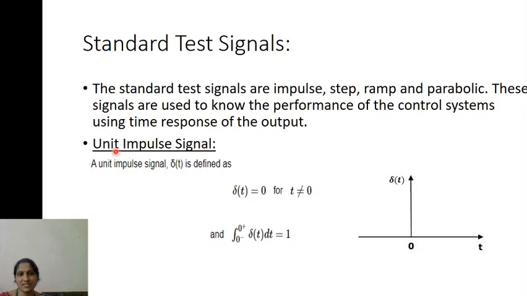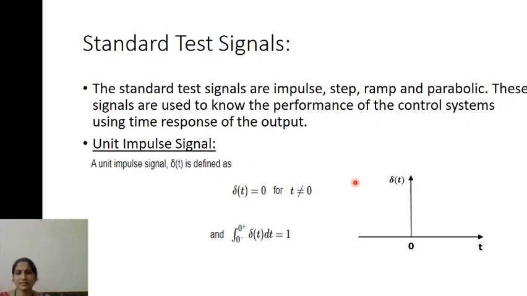The first one is the unit impulse signal. This unit impulse signal is given mathematically by delta of t equal to 0 for t not equal to 0, and the integral from 0 minus to 0 plus will always be 1. If you observe this graph, this is the impulse response. If you take time on the x-axis, always the magnitude is 1 for t not equal to 0.